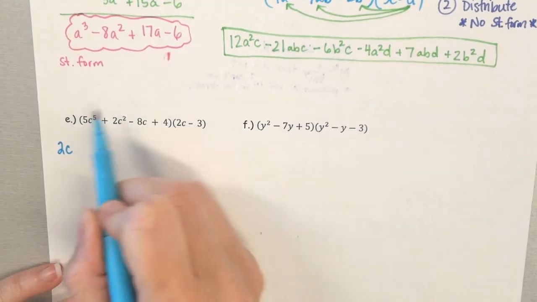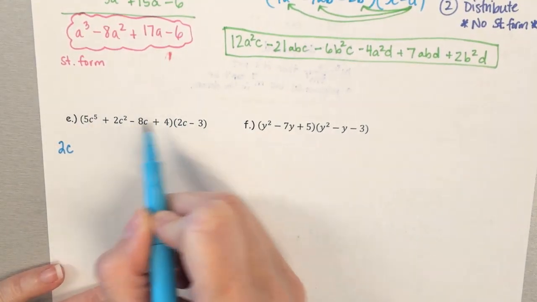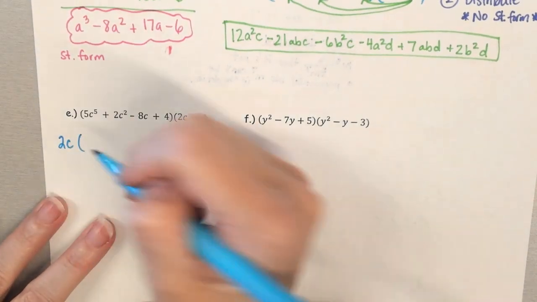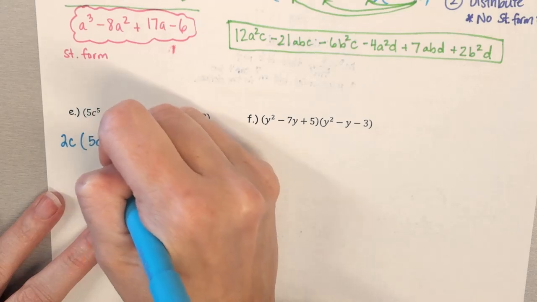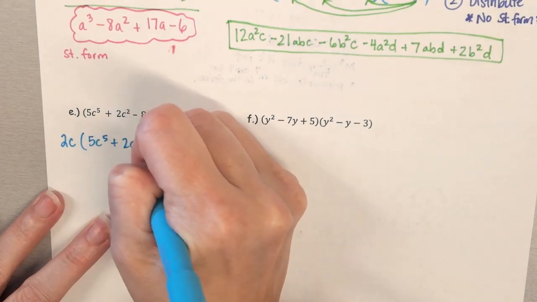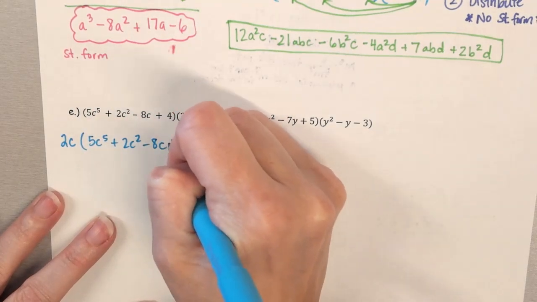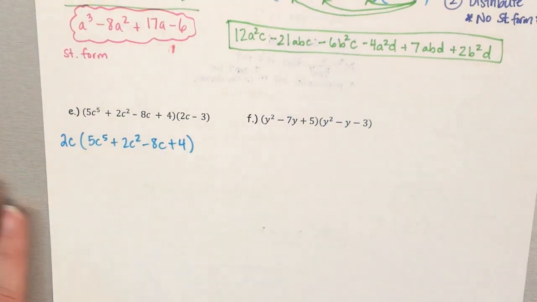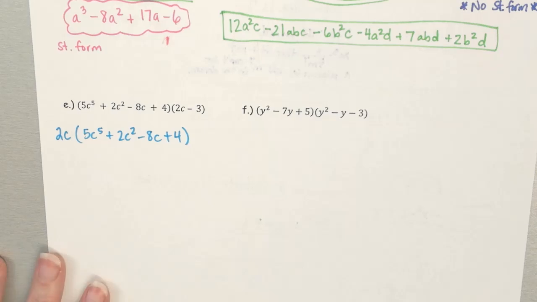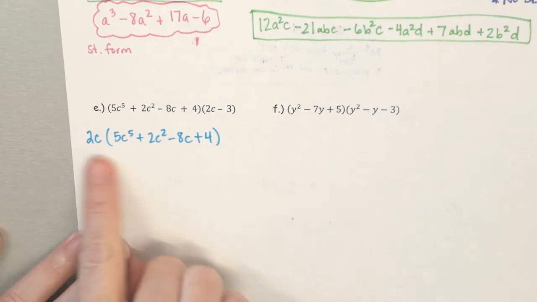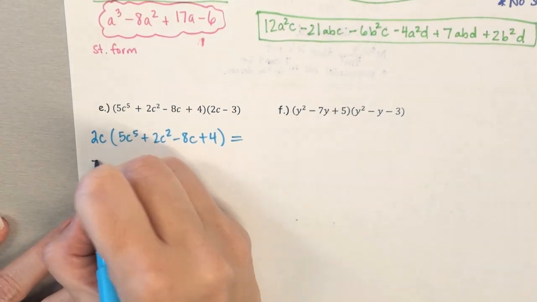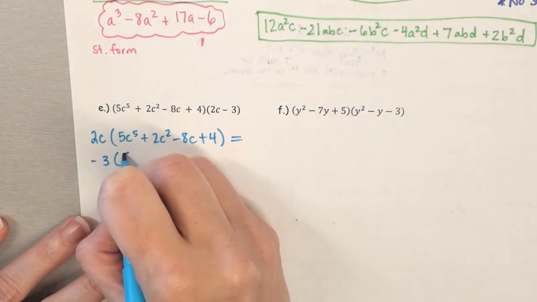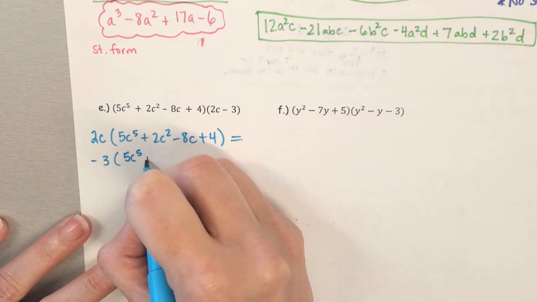So instead of writing down that I'm multiplying everything by 2c, another way you can think of it is you're multiplying the 5c to the 5th plus 2c squared minus 8c plus 4. That's what you're multiplying together. So when this is in your textbook, instead of looking back and forth to your textbook, you can write it down on your paper. And I found that this helps students organize that better. Kind of helps with some of those smaller mistakes that we make.